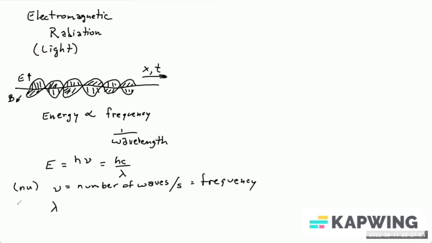Lambda, that's a Greek letter, I'll write the name. This is a letter N. It's a Greek N. This is a Greek L. That's equal to the wavelength. So L for length, N for number. And h and c are constants.